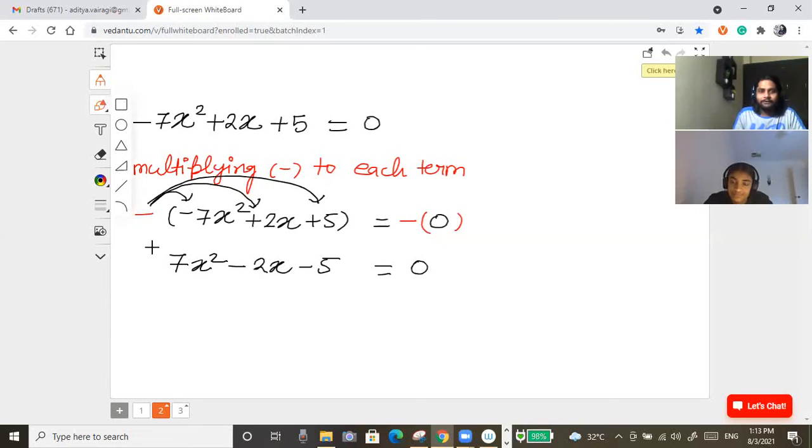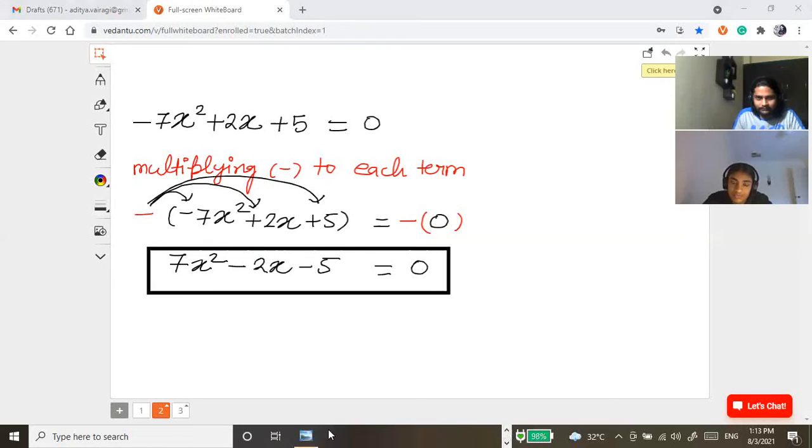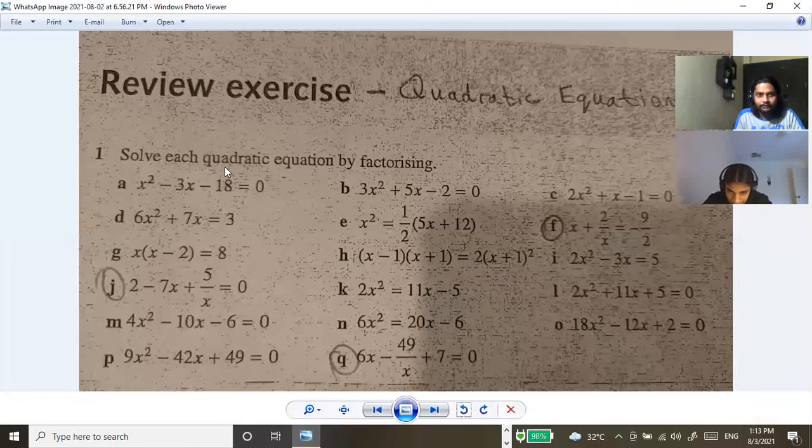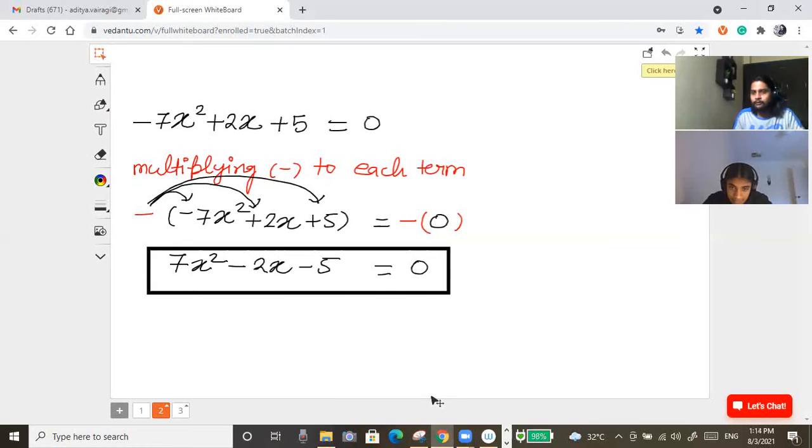Alright then. So look at this. This is the standard form of the quadratic equation that we wanted. Question said to factorize, I guess. What question said? Question said to solve each equation by factorizing it. So we have to perform factorization right now. So how do we do that? We discussed few questions last time. Let me just explain here.